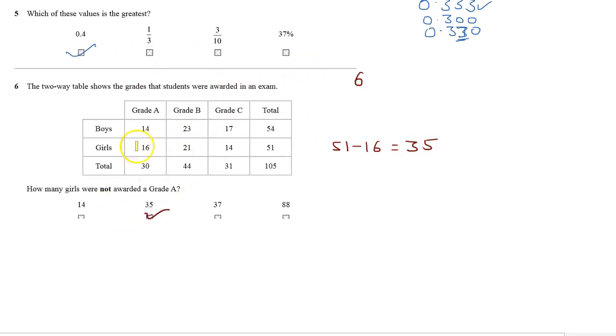You can also do this question this way. Total there are 51 girls. How many girls were not awarded grade A? So these 21 girls were awarded B, 14 were awarded C. So 21 plus 14, that is 35. So 35 girls were not awarded grade A.